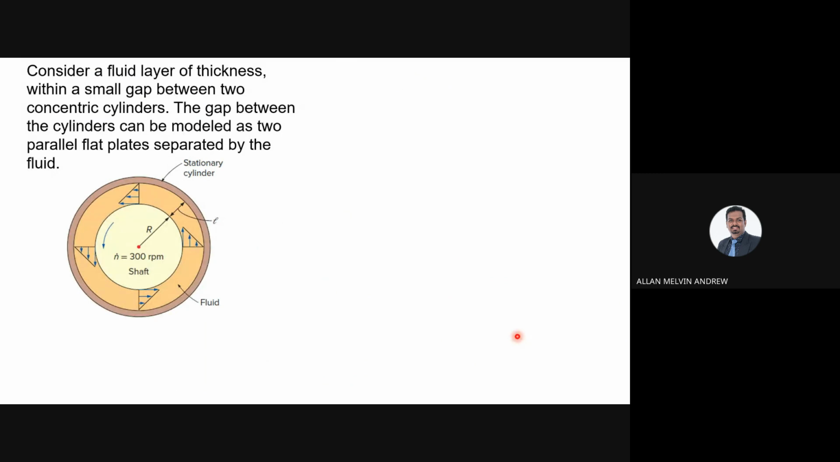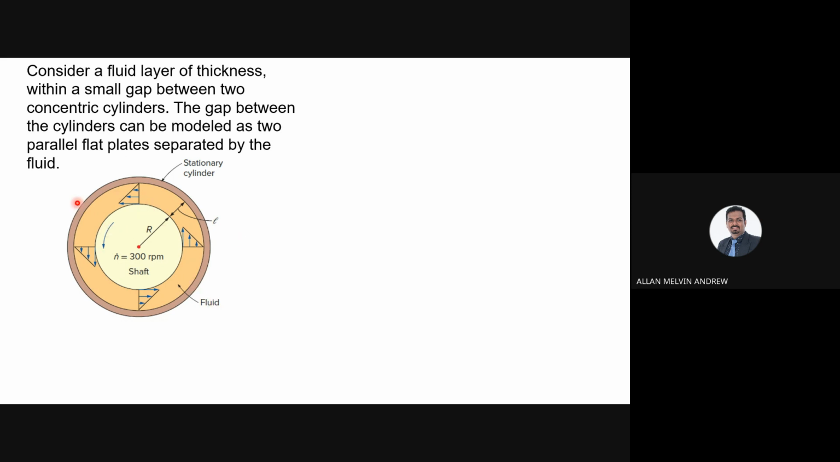Okay, so consider a fluid layer of thickness within a small gap between two concentric cylinders. The gap between the cylinders can be modeled as two parallel flat plates separated by fluid. This is a lab experiment to determine the viscosity. Let's say you have a fluid, so let's say you have oil, and you want to calculate the viscosity. So what will we do?